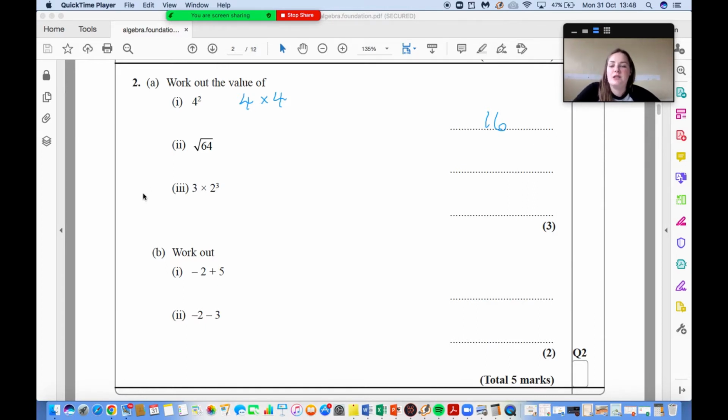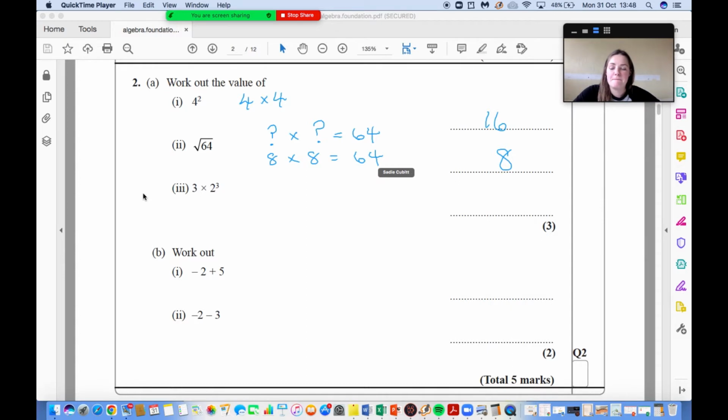Okay. Now, the next one is asking you for the square root of 64. So if you can't remember what that means, it's asking you what number do we times by itself to give you 64. Okay. So if we think 4 times 4, that's 16. 5 times 5 is 25, 6 times 6 is 36, 7 times 7 is 49, and 8 times 8 is 64. So the square root of 64 is 8, because 8 times 8 equals 64.